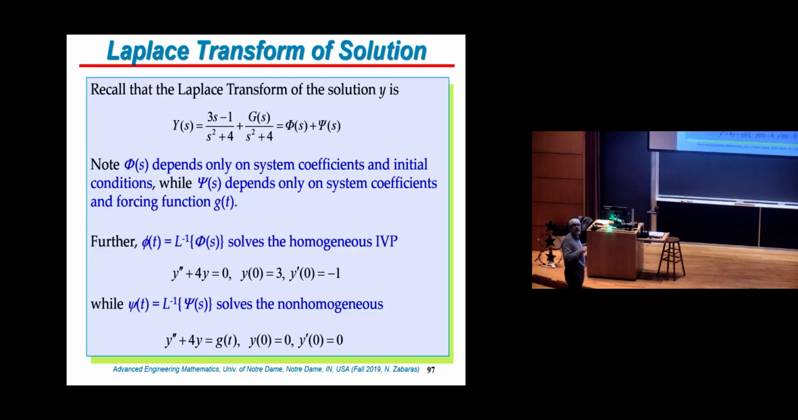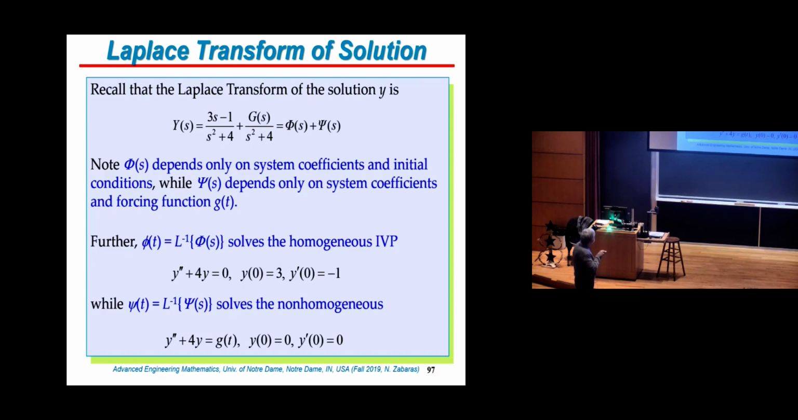So take a particular problem where g of s is equal to 1. Let's take a very specific problem where g of s equals 1. Can you remind me, if g of s equals 1, what is g of t? We saw it earlier in the lecture today. It's a delta function, delta of t.